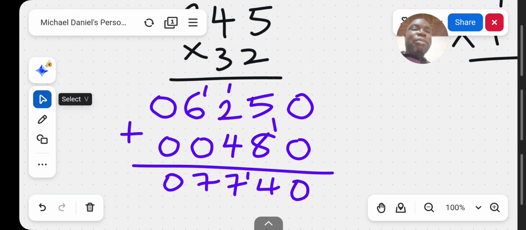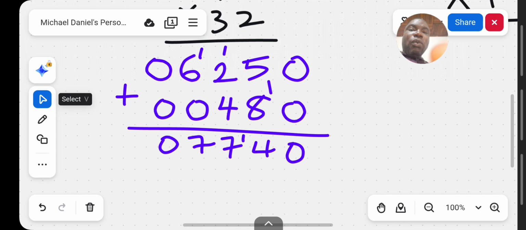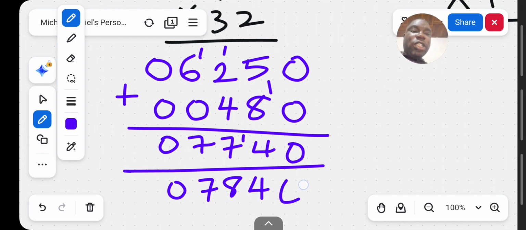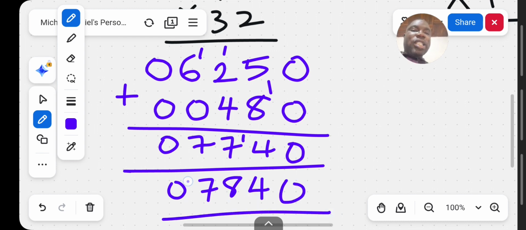Now we still have a baby there. So there we go, do one more addition there. So you have 0, 7. 7 plus 1 is 8, 4, 0. Now this is the answer. This 0 can be crossed out because it doesn't really affect the number. So what you have there is 7,840.